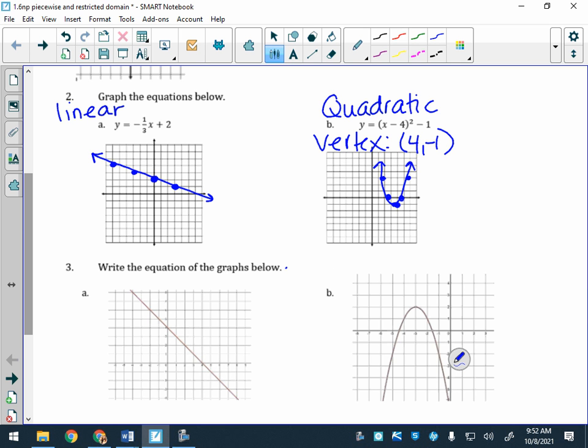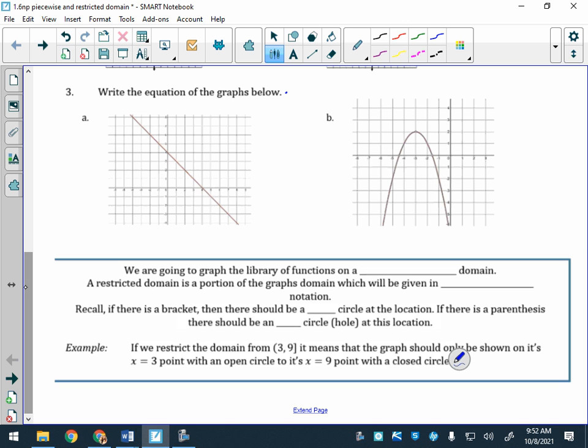All right. Then number 3 is write the equation of the graphs below. Okay. How about 3a? Someone who has not answered yet. Charlie? Good. Y equals negative x plus 4. You could start with your y-intercept and see what the slope is, or you could use your x-intercepts and find the slope if needed. But always remember, as you're looking at it left to right, if it's decreasing, it's going to be a negative slope.